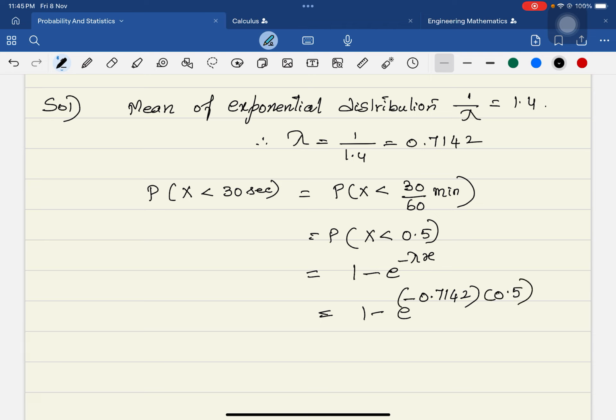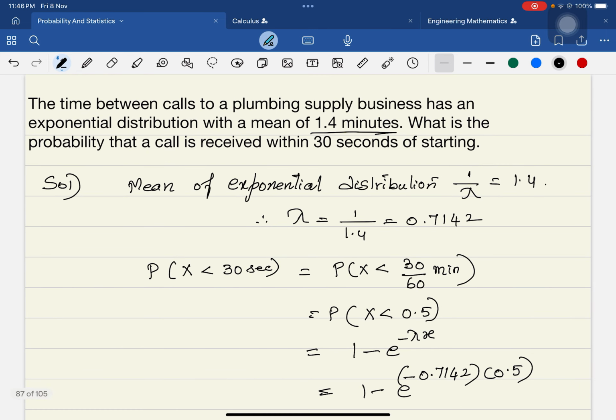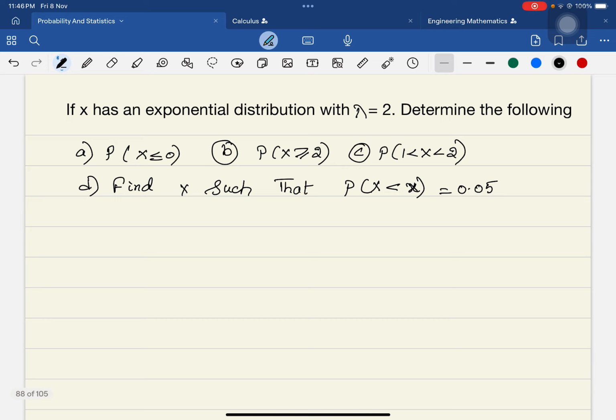So when you do this calculation, it is 1 minus 0.69967, and the value is 0.30033. So this is the solution. I hope you could understand the problem and how to solve this, because it's already given that it is exponential distribution. Now let us go to the next problem.